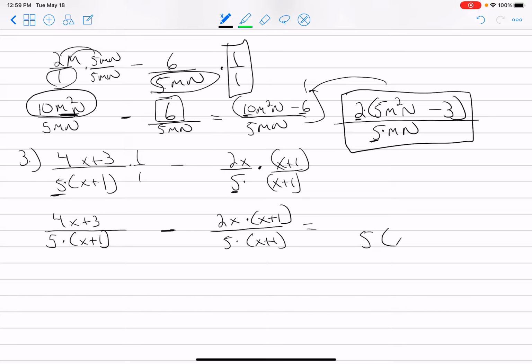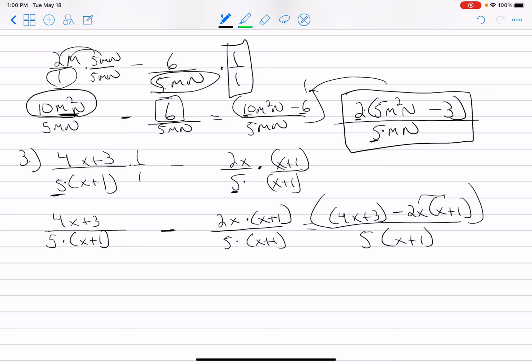So we need a 5 times x plus 1 as my denominator, with a 4x plus 3 minus a 2x times x plus 1. I don't really think that there is a lot more that you can do here. I can't break these apart, so I guess I could multiply them. And I'm actually going to look in the answers and see what they say. I'm wondering if they want you to put it back together since there's nothing to do. So I'm going to check that.